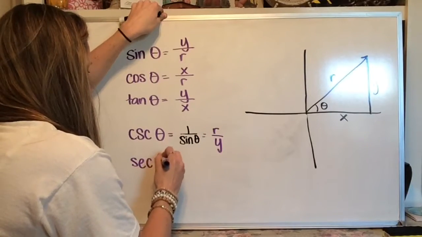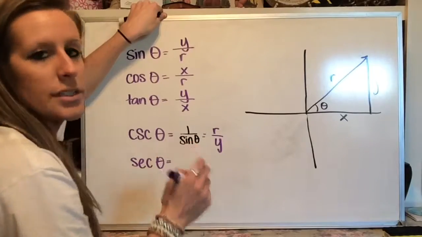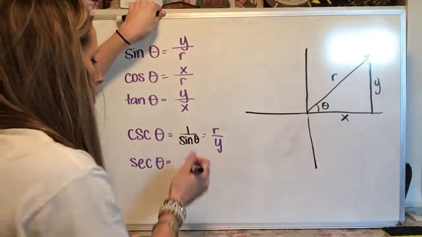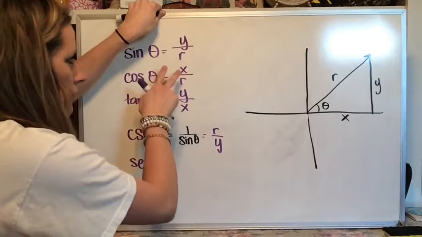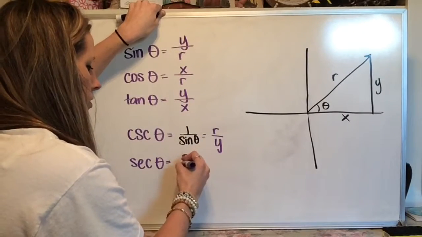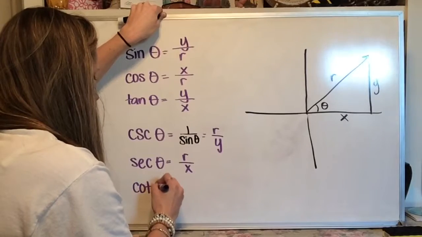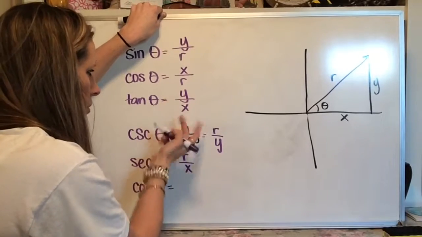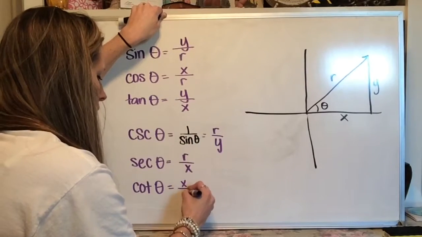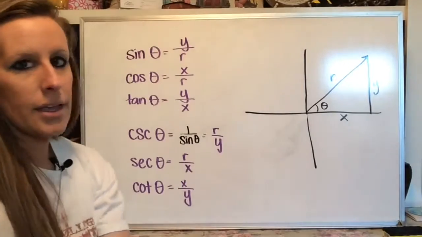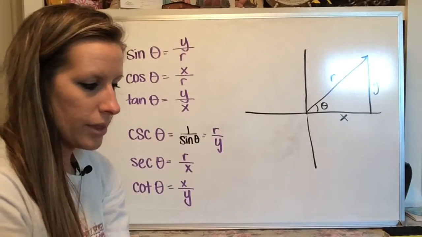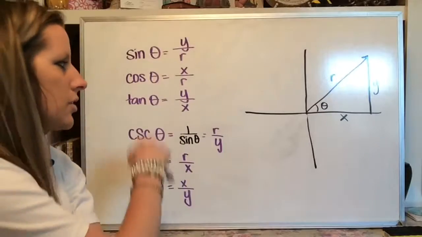Secant is the reciprocal of cosine. So 1 over cosine, you're going to flip your cosine, so it's r over x. Cotangent is the reciprocal of tangent, so we're going to flip our tangent to be x over y. Okay, I'm almost positive y'all are going to have to know this.